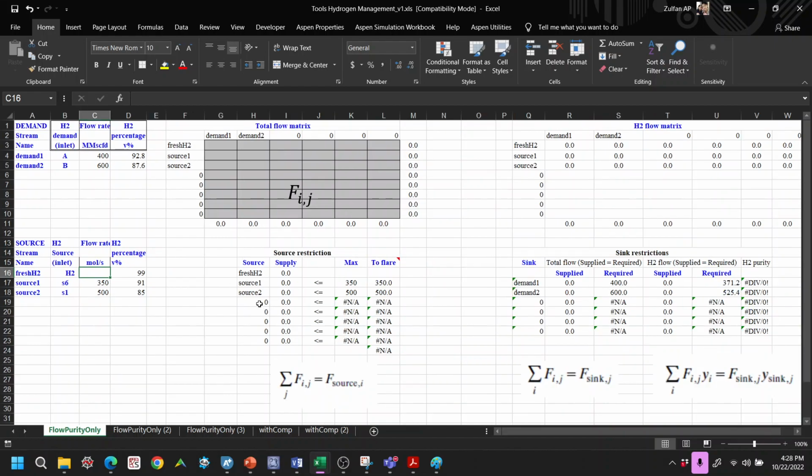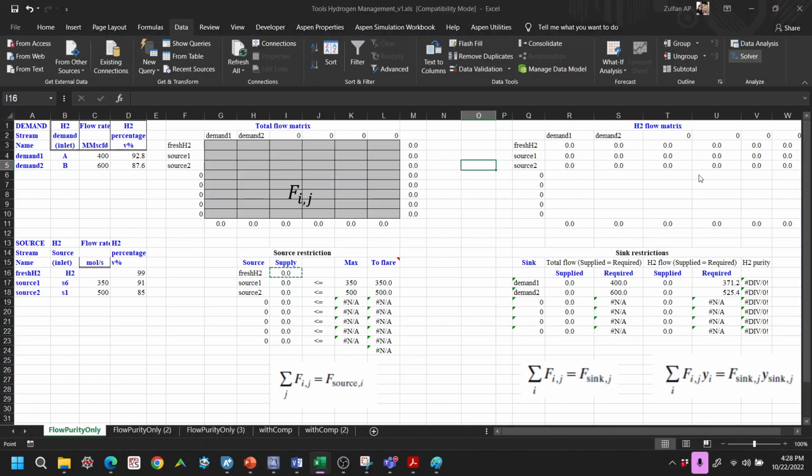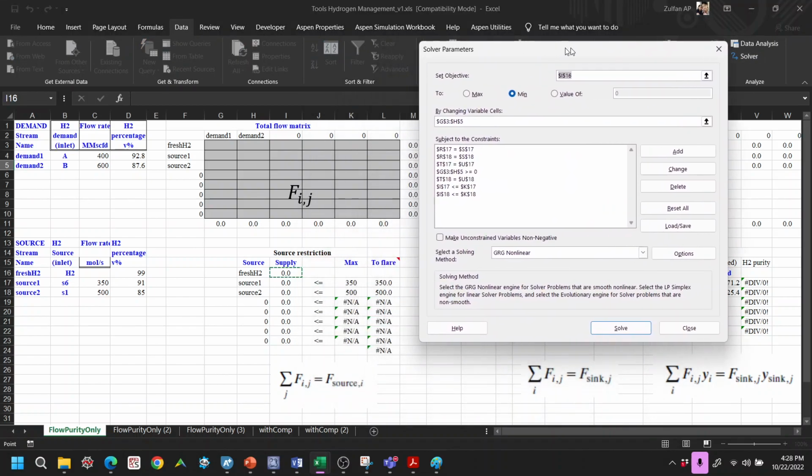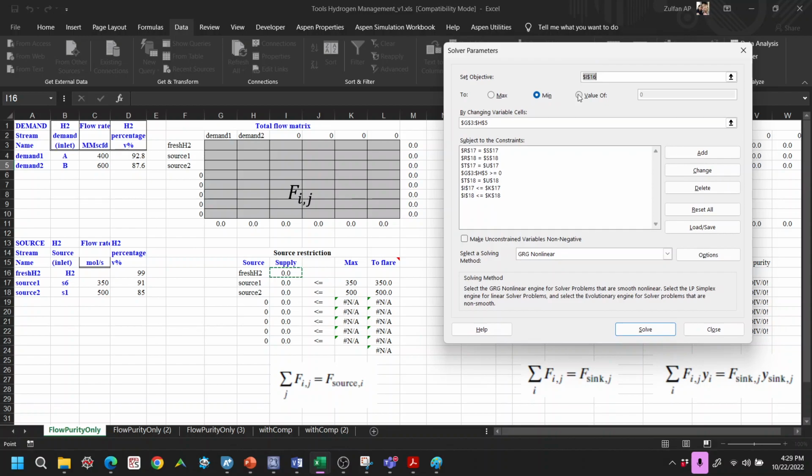Okay, and then based on this mathematics, we put it into here. And where is my Solver, Data, Solver? So here, my objective is this I16, which is the hydrogen supply. So I want to minimize that. What am I changing? G3 until H5, so somewhere over here.